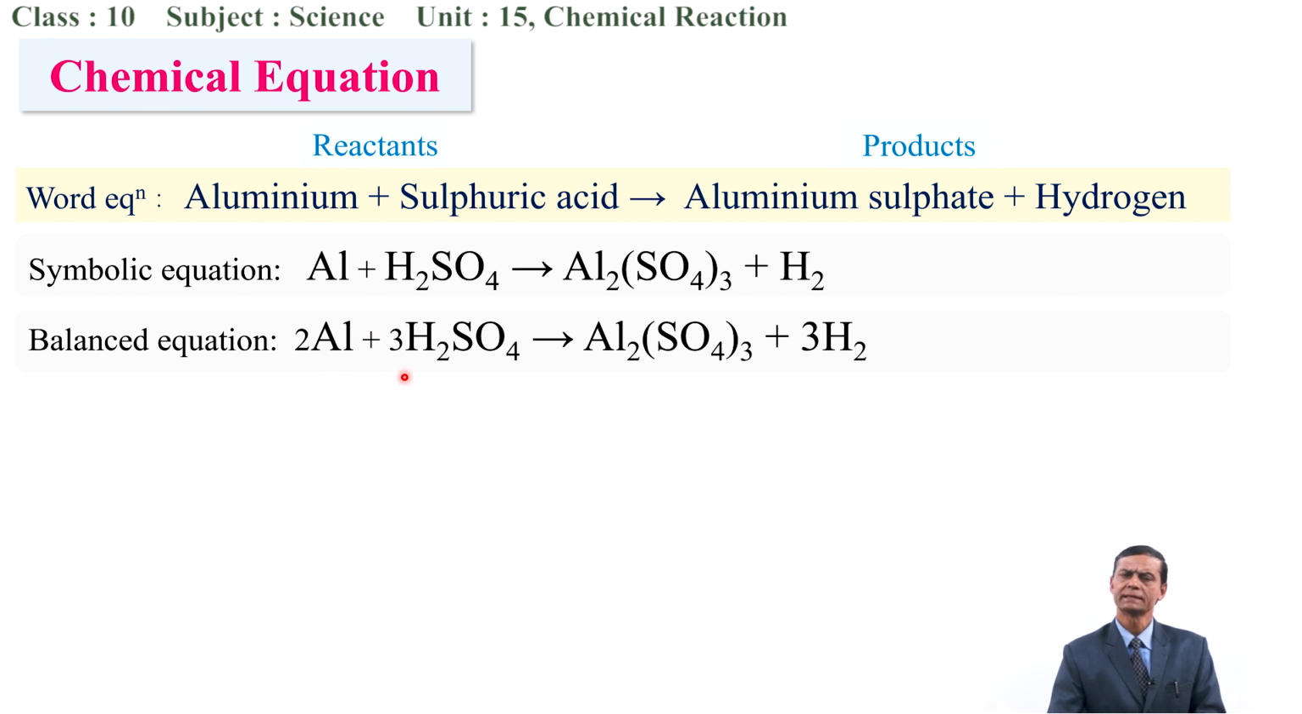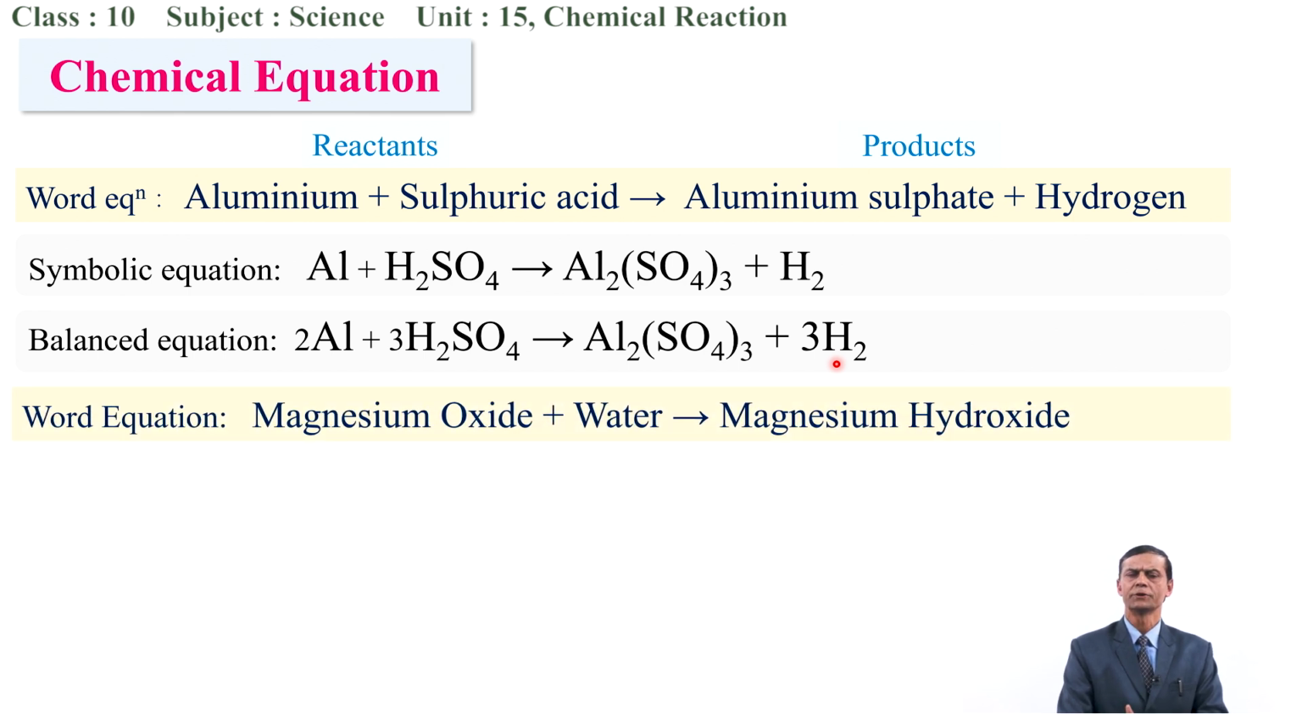2Al plus 3H2SO4. Look at it, 3H2SO4, Al2SO4 whole 3. Now hydrogen has also increased, so we have to balance the hydrogen also like this, isn't it? So reactant and product you understood clearly, and how to write the equation, then how to balance, that also you could know about it. Another equation let's discuss.